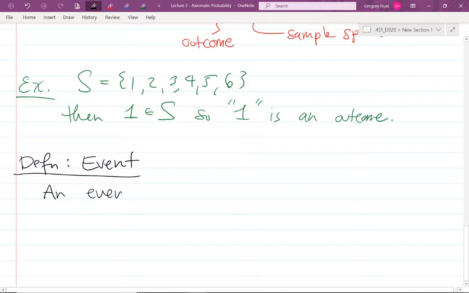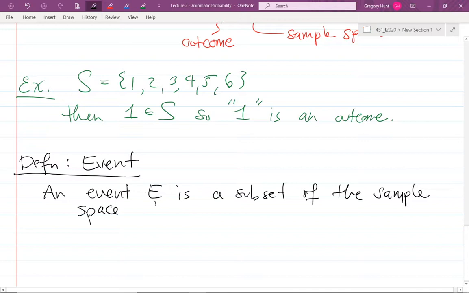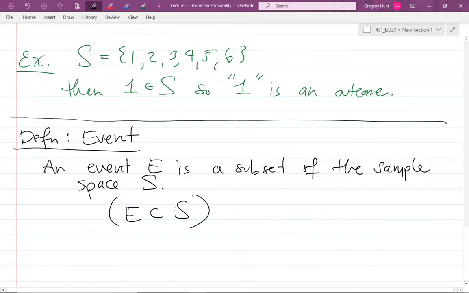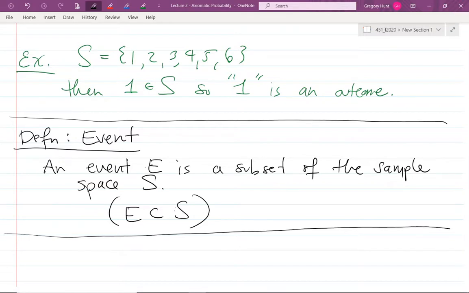So an event, E, typically, is a subset of the sample space, typically denoted capital S. Let's just use the simple phrase: a subset of the sample space. So there you go. Very simple definition. We're just renaming some things you already know. A subset is a specific type of set, and when you're talking specifically about subsets of the sample space, we tend to call them events.